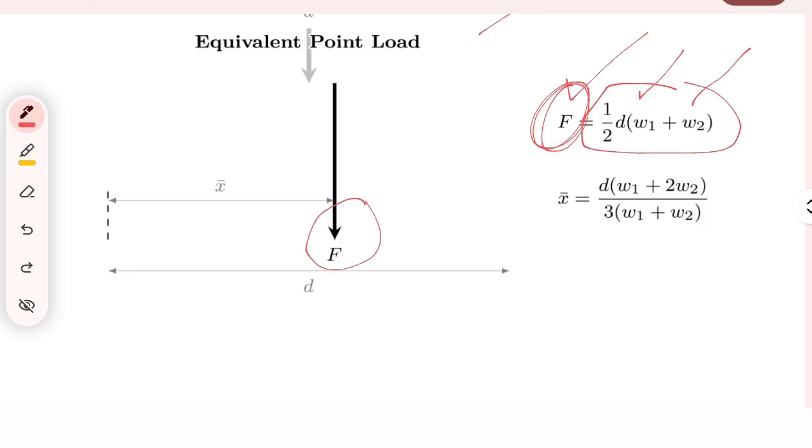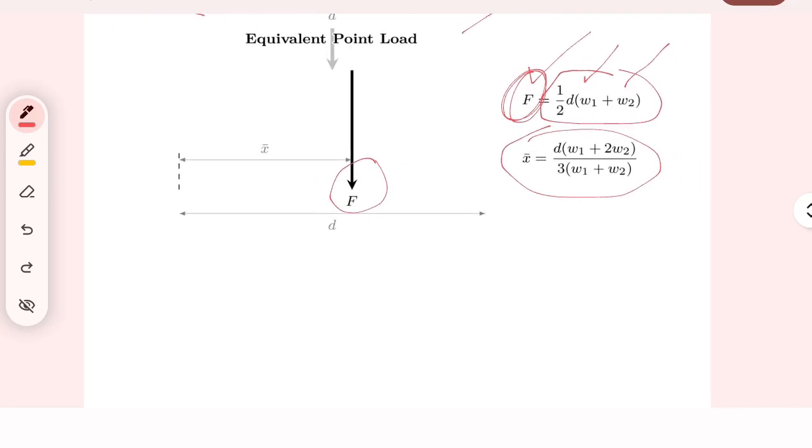Based on the first and the second explanation we had for the triangle and the distributed loading, this F must be at the centroid of the trapezoid. So where is the centroid of the trapezoid? If you could identify the centroid, just put the F there. The centroid is located at this distance x.